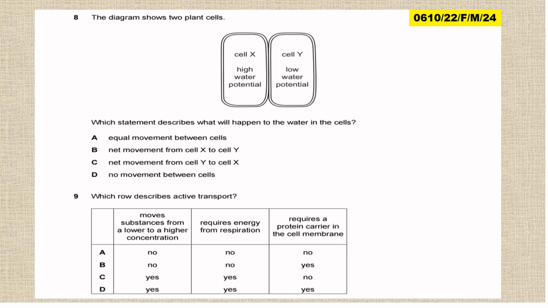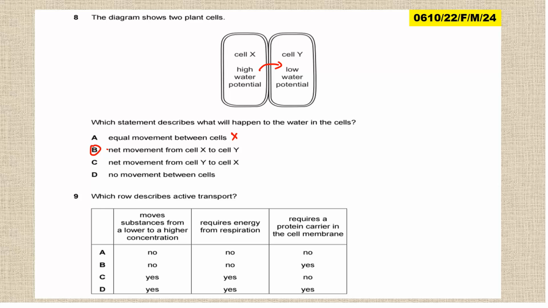Let us look at this one. This one is paper 2, variant 2, February/March 2025. I guess it's just a continuation of this. Yeah, 7, 8, so it's just a continuation. Now look at this. We have two cells here. Cell X, higher water potential. Cell Y, low water potential. Water will move to this. Which statement describes what will happen to the water in the cells? Equal movement between cells? No. Net movement from X to Y? Yes. That is the answer without doubt.